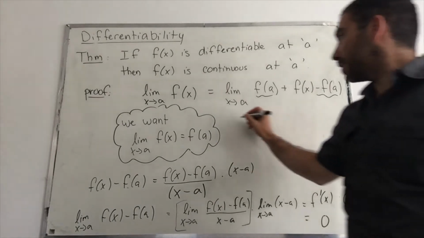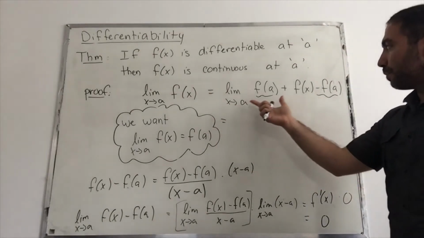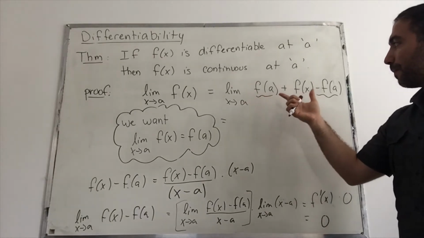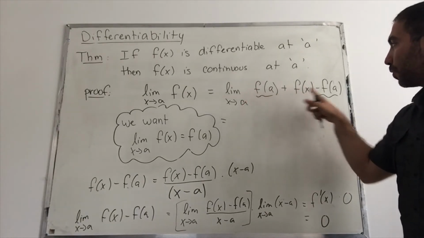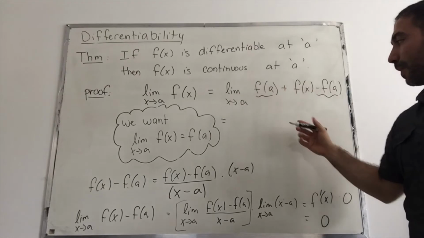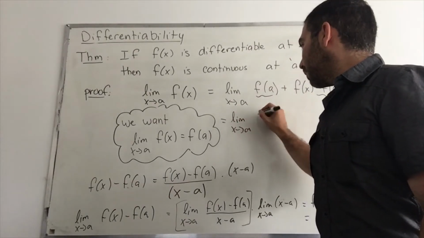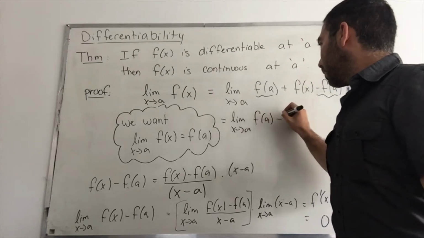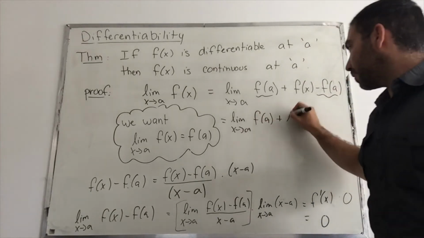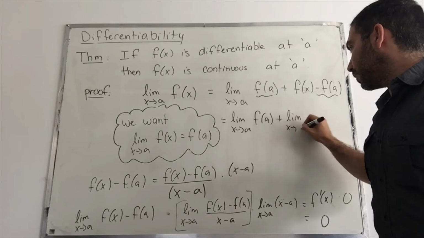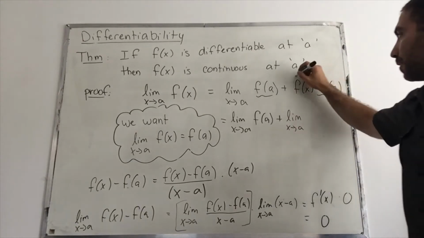Right, and at this stage here, again, same property. If we have the limit of multiple terms, you could take the limit of each term. So what we can do is take the limit of the f of a in the front here, plus take the limit as x approaches a of this whole thing here. Let's put this in brackets.